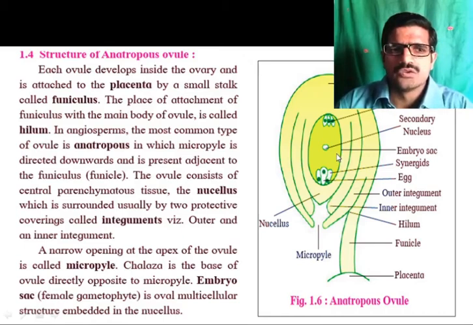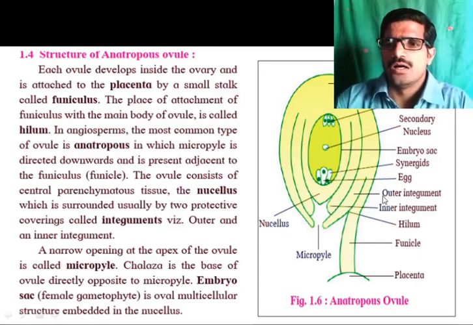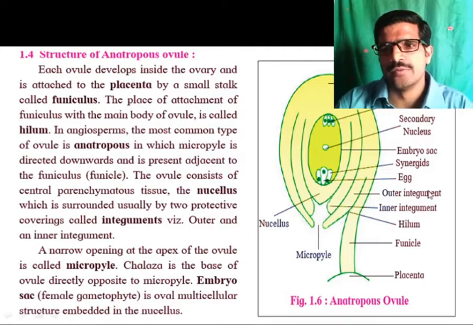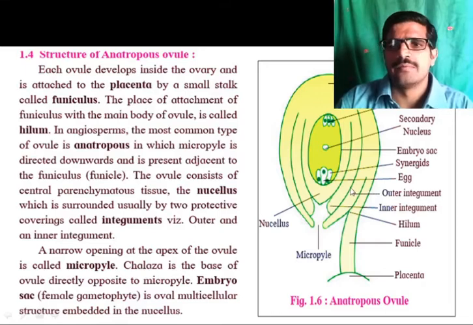The ovule consists of a central parenchymatous tissue called the nucellus. This is the nucellus, usually covered by two protective coverings called integuments, the outer integument and the inner integument. That's why the ovule is called a bitegmic type of ovule, because it is protected with two integuments. These integuments provide protection for the developing embryo sac.